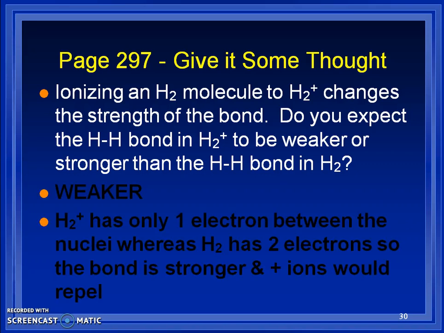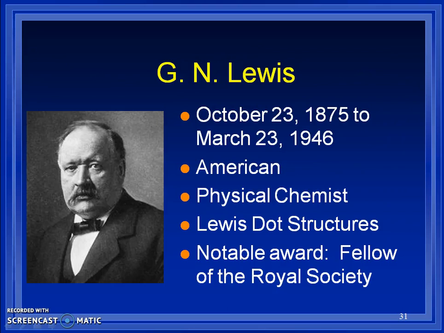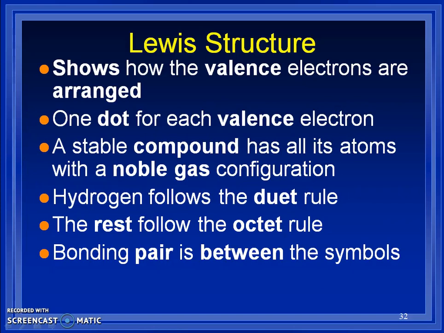Hopefully you said weaker, and there's the explanation. Lewis came up with this Lewis dot structure that we're going to be using. And what is a Lewis dot structure? It's just basically the dots representing those valence electrons. And you should know the groups and how many valence electrons there are in each group.